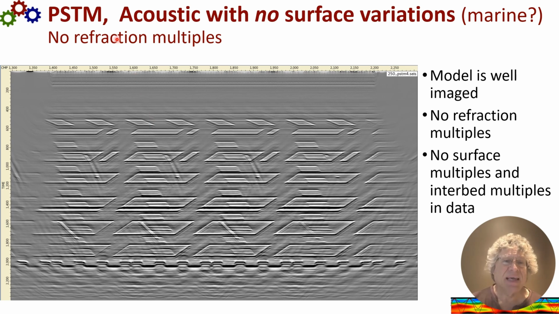So here is the pre-stack time migration image result for the acoustic data with no surface variations and no refraction multiples. So this is like the marine imaging. And the image is very good. All steep dips and subtle features of the model are well imaged. And there are no refraction multiples, no interbed multiples in the data. And so you can see this is what we hope to produce with the more complicated cases.